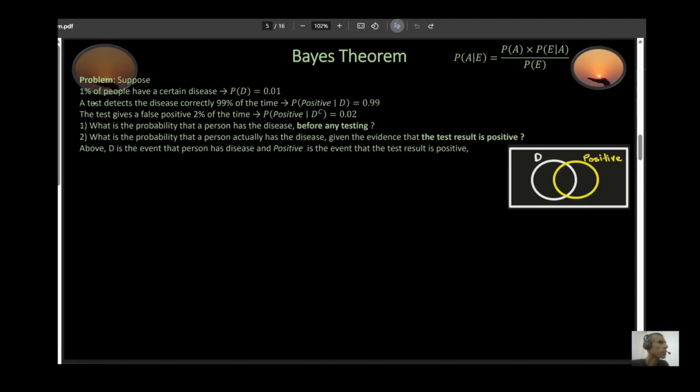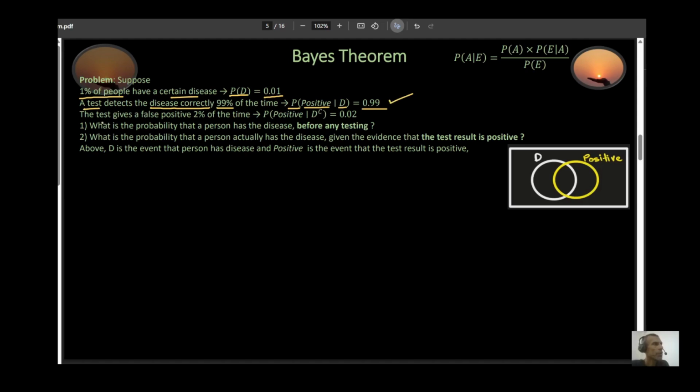Suppose 1% of the people in the population have a certain disease. In other words, probability of a disease is 0.01 in a population. And there is a test. It detects the disease correctly 99% of the time. In other words, the probability that the test result is positive given that the person has a disease is 0.99.